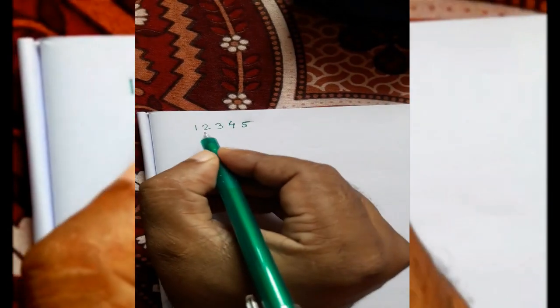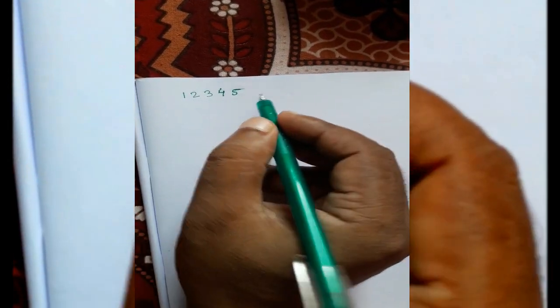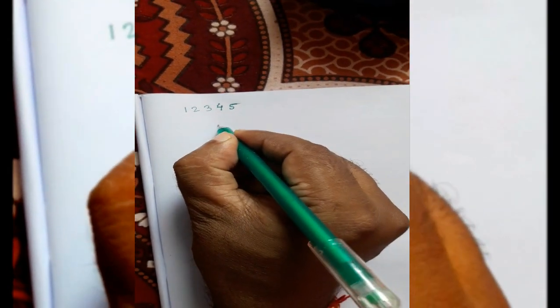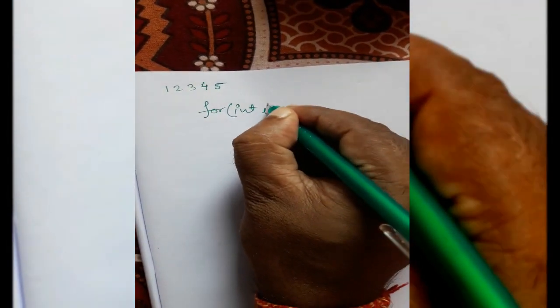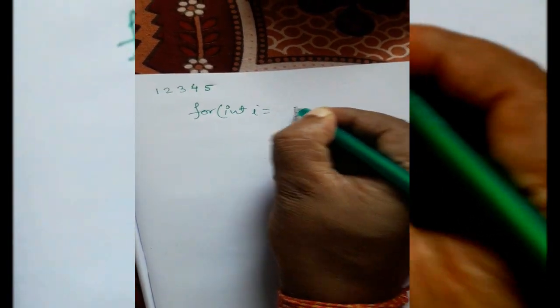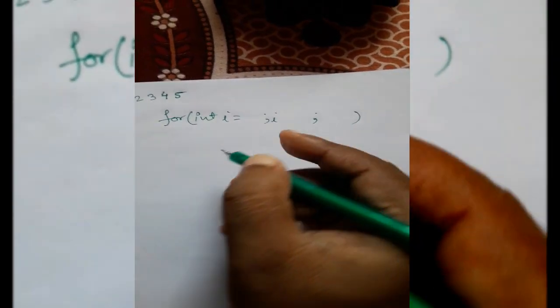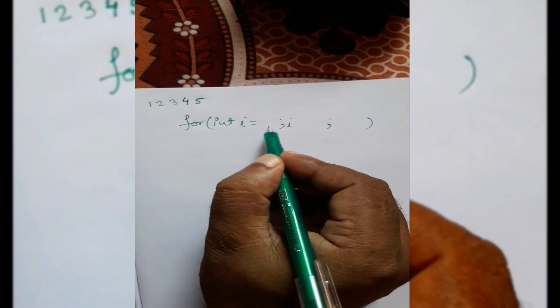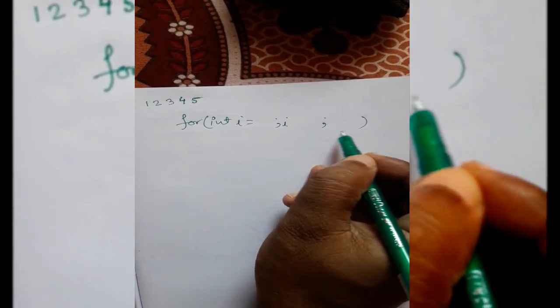Suppose this is our line: 1 2 3 4 5. If we want to print this 1 2 3 4 5, how will we print? For that we will write for, int i equals to something, then i, then here something. So here we need initialization, here we will give a condition, and here increment or decrement.